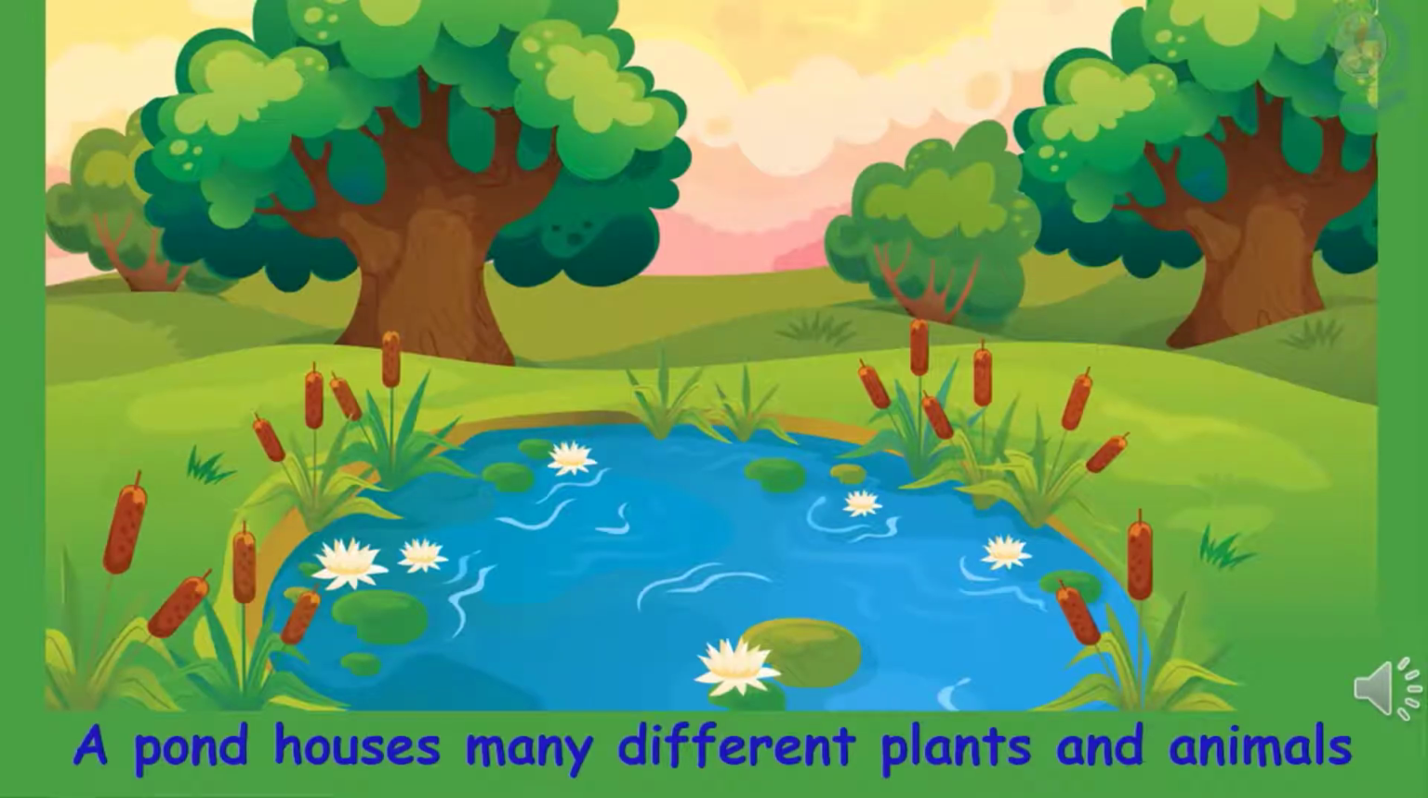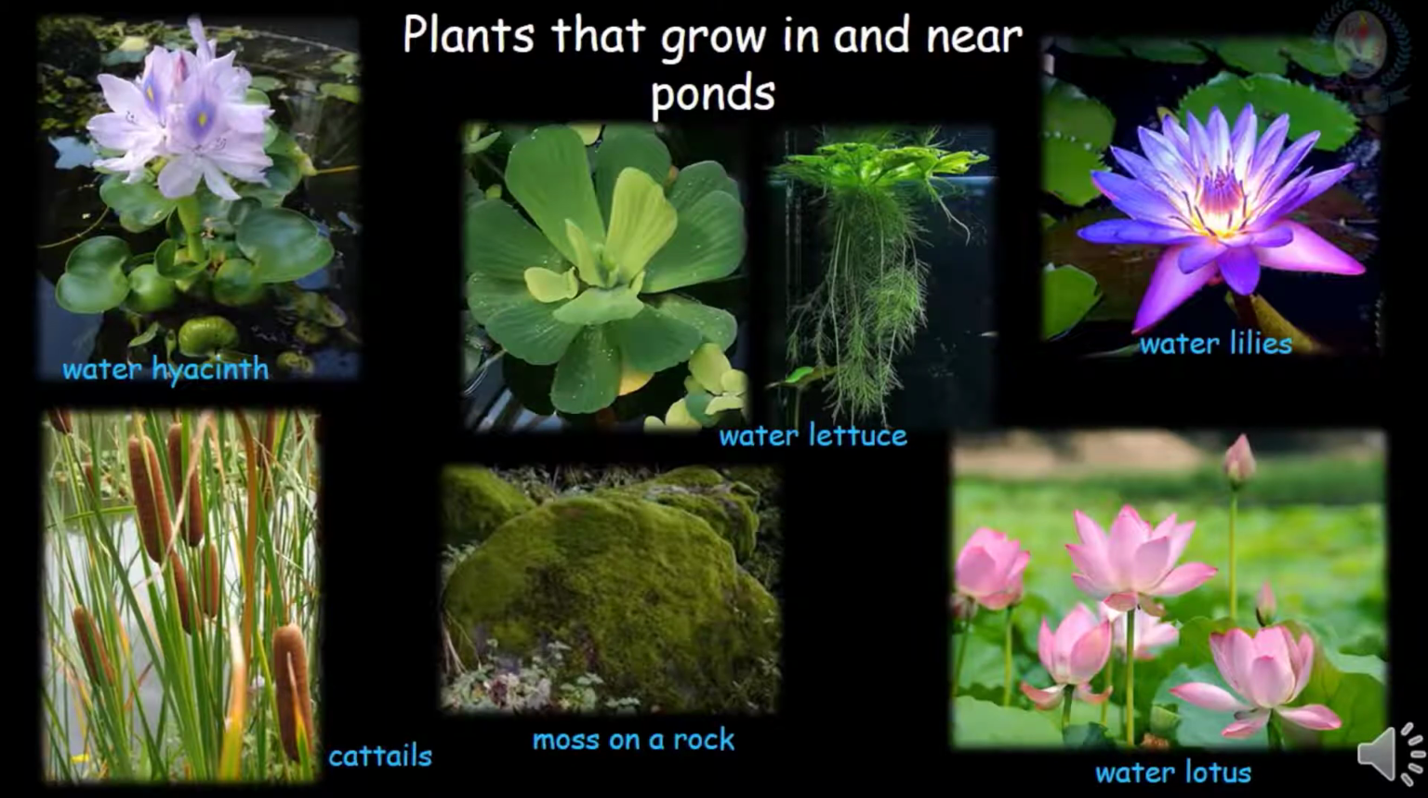Do you have a pond in your garden? A pond houses many different plants and animals. Different types of water plants can be found in different parts of a pond. Some plants float on water. Some plants grow from the bottom of a pond. Their leaves are above the water surface to receive sunlight. This is because very little sunlight can pass through water to reach the bottom of the pond.